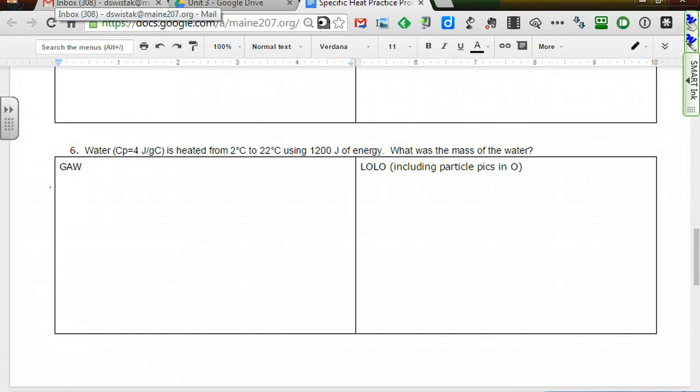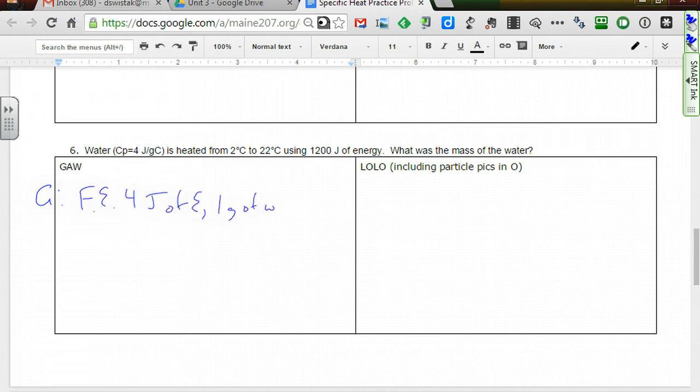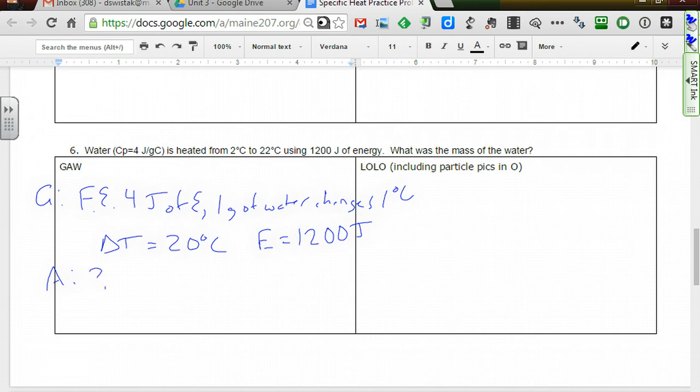I would say that in my given, I've got a for every statement. For every 4 joules of energy, 1 gram of water changes 1 degree Celsius. And I know that I also have a change in temperature of 20 degrees Celsius. And my energy that I added this time is 1200 joules. And my answer I'm looking for is question mark grams, my mass.